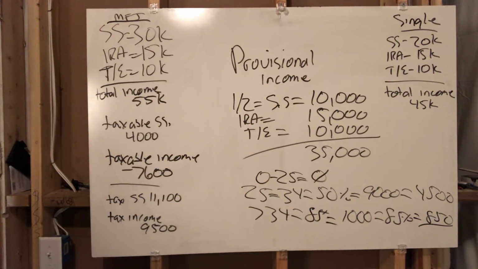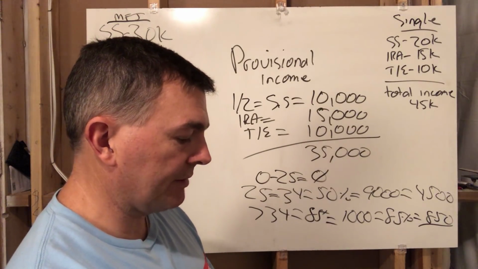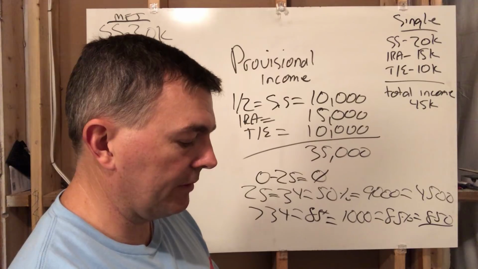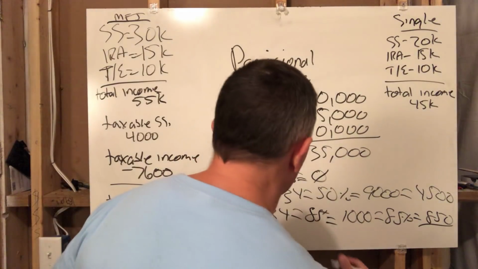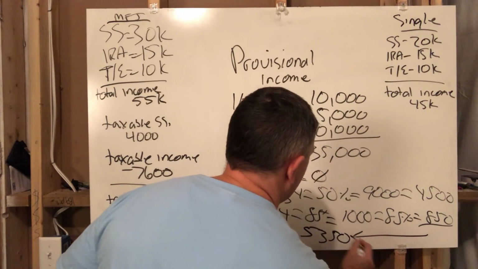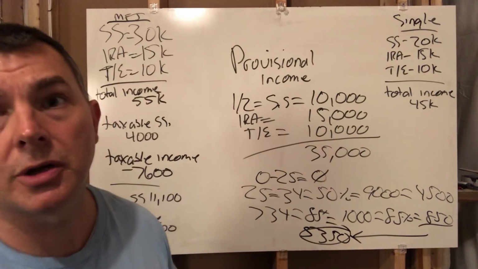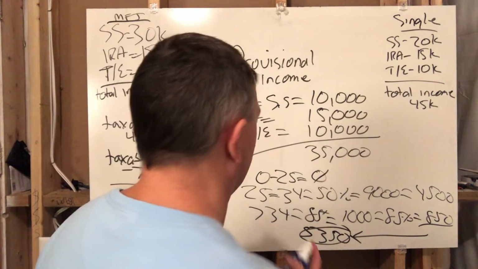Let's take a look at my trusty calculator. I take my little TI, and I say $4,500 plus $850. $5,350, my friends, is subject to taxation. That's how much of our Social Security is subject to taxation. 5,350. So let's go ahead and erase all this.